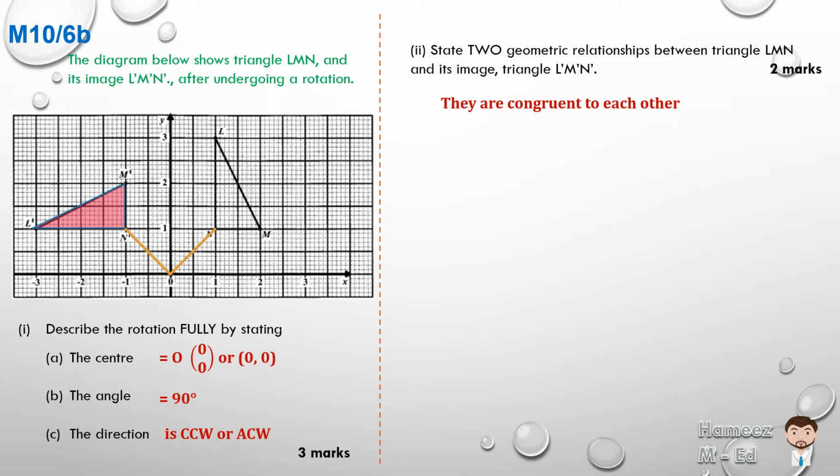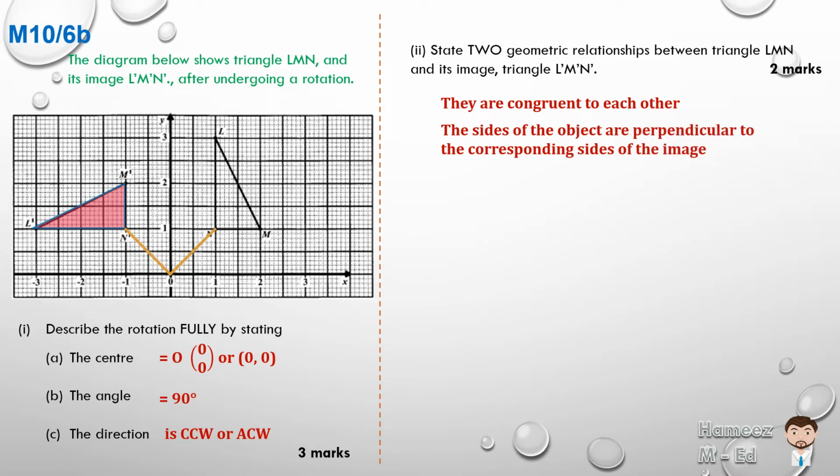And also, each one of the sides, such as LN, that was vertical, after the rotation, L prime N prime, became horizontal. MN on the right-hand side was horizontal. When it rotated, it became vertical. So we can see the sides of the object are perpendicular to the corresponding sides of the image.